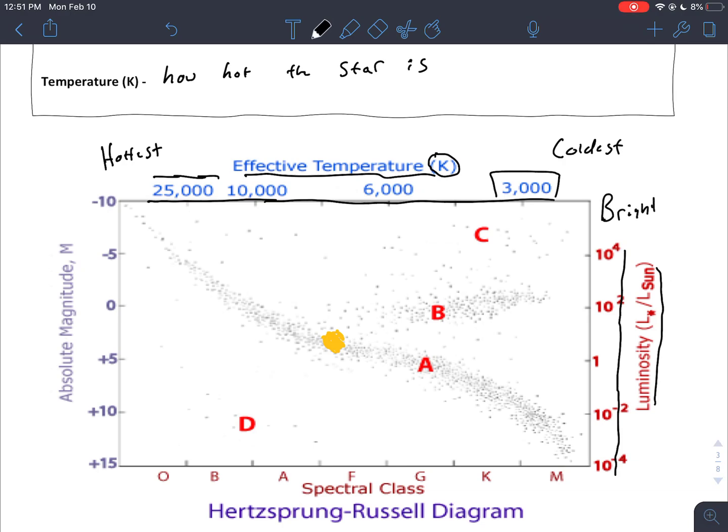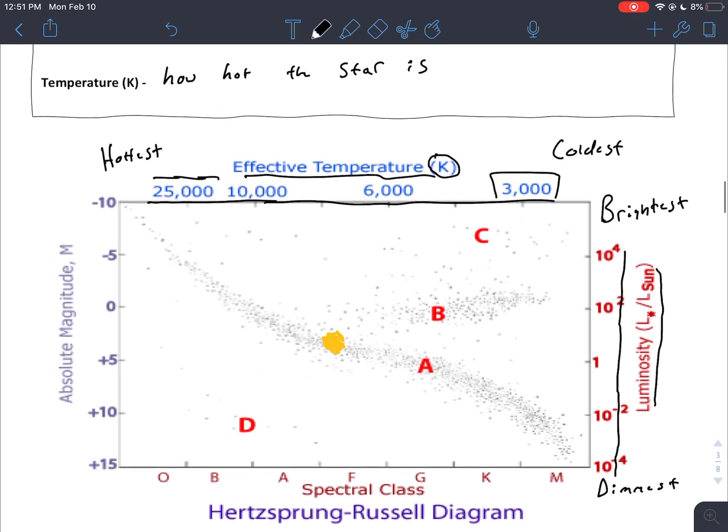That 10 to the 4th is something called scientific notation. That just means 10 times 10 times 10 times 10. That is what 10 to the 4th means. But all you need to know is that that's the brightest. And then at the bottom, it is the dimmest. Dimmest just means not bright. Brightest on top, dimmest on bottom.